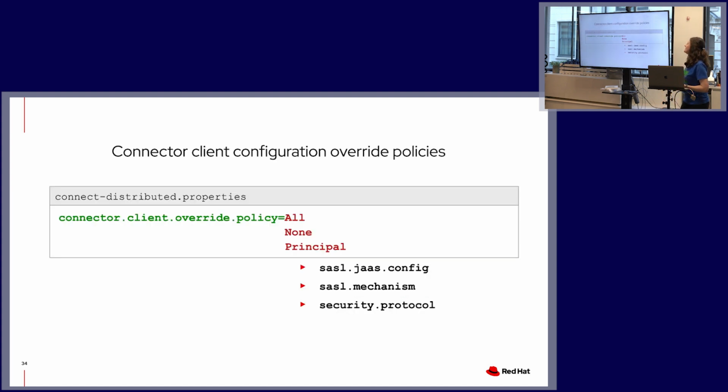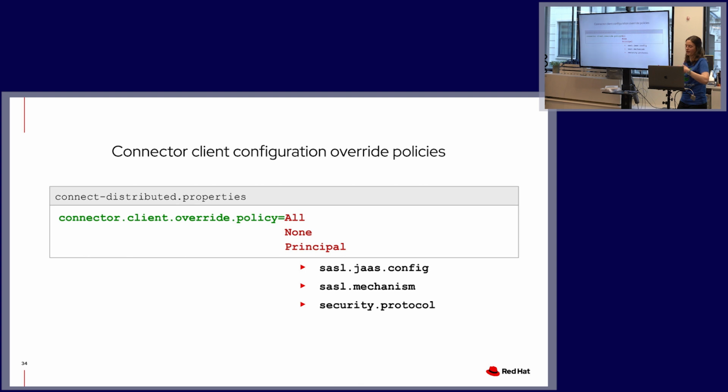And then the final one I want to talk about is connector client configuration override policies. This is a way for you to restrict the way that individual connectors override the client configuration. Connect is under the covers running producer, consumer, and admin clients. And by default, you can override all of them. But you can change it to say either I don't want anyone to override it, so I want to lock down exactly how my producers and consumers are working within Connect. Or there's also a default one called principal, which means that each of the connectors can override the SASL JAAS config, SASL mechanism, and the security protocol. But again, you can write your own.